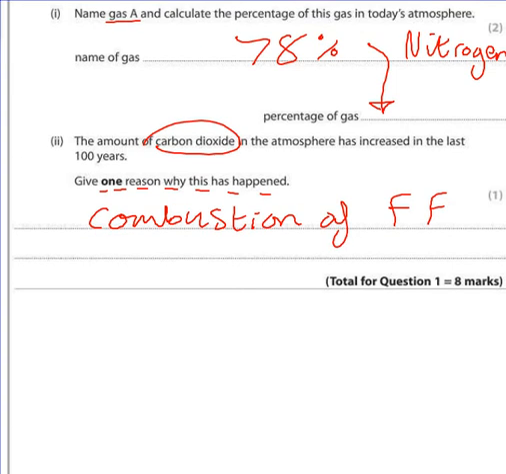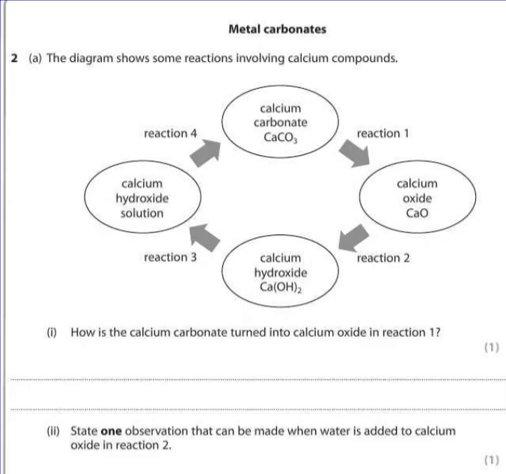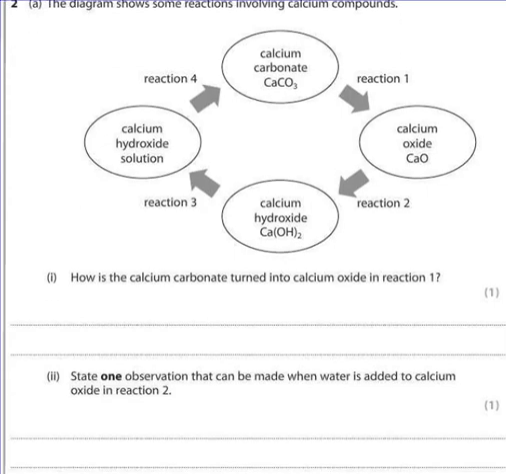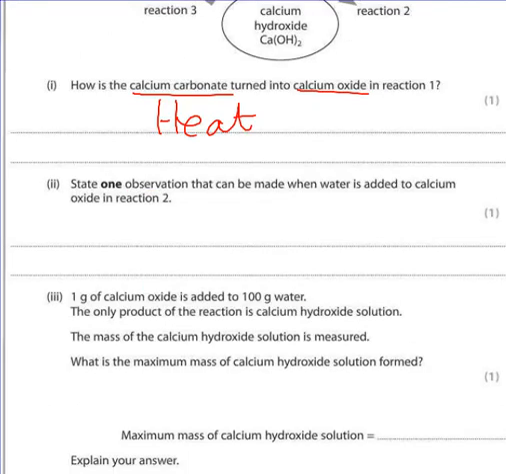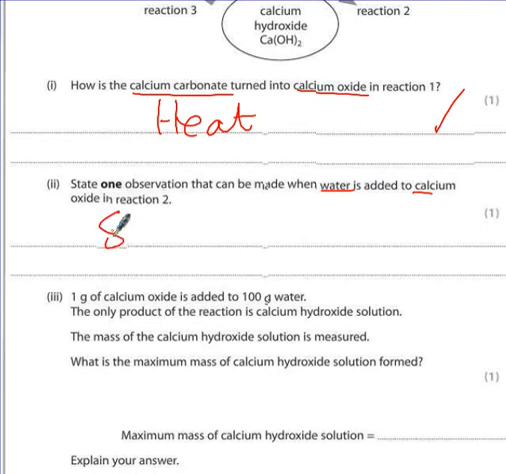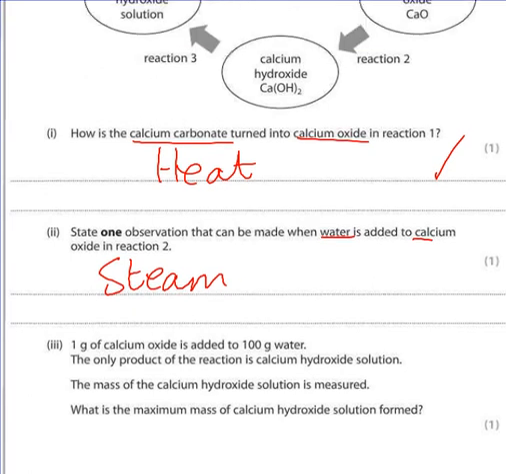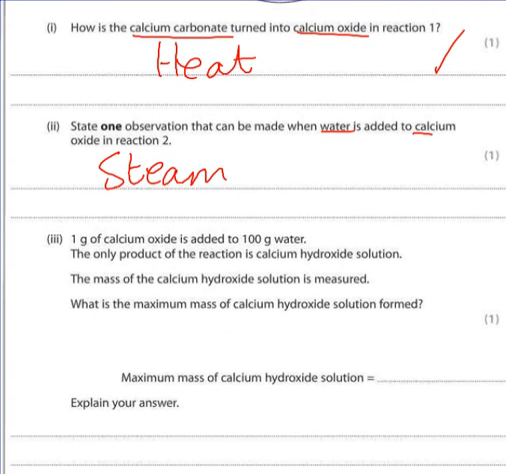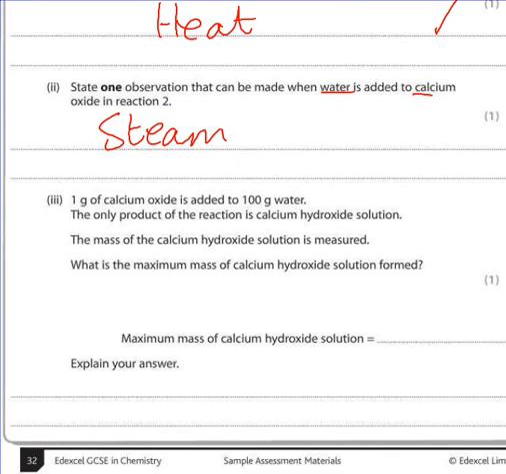Okay. And I think we're moving on to question 2. How is calcium carbonate turned into calcium oxide? So that's that bit there. Simply heat it. That's 1 mark. One observation that can be made when water is added: we're going to see steam when you add it to the hot limestone that's been heated. You might see the limestone flaking as well. Steam, you may hear hissing as well.